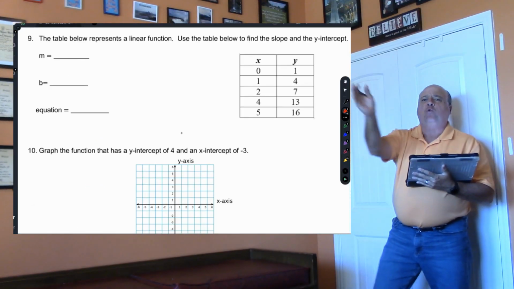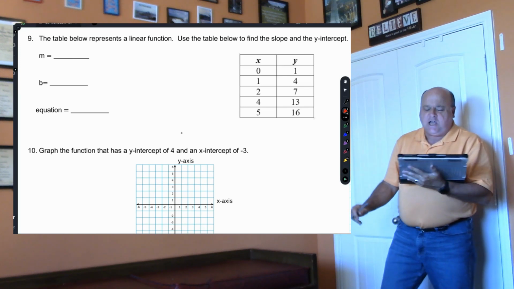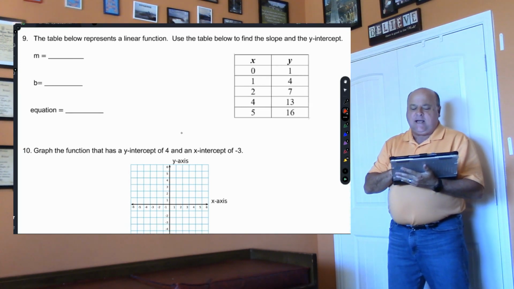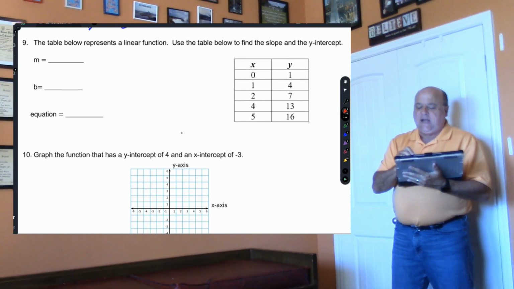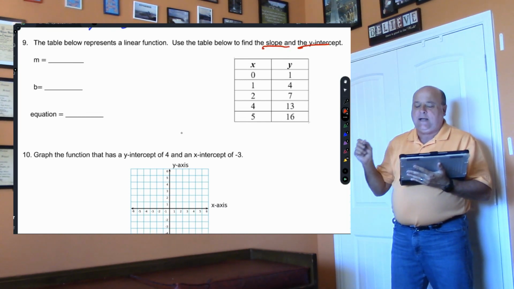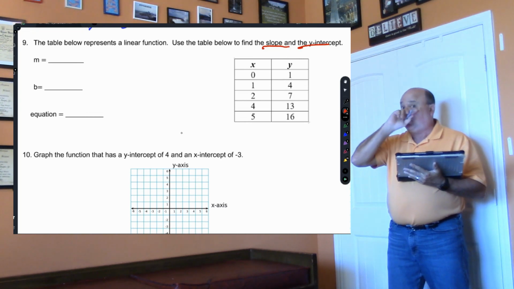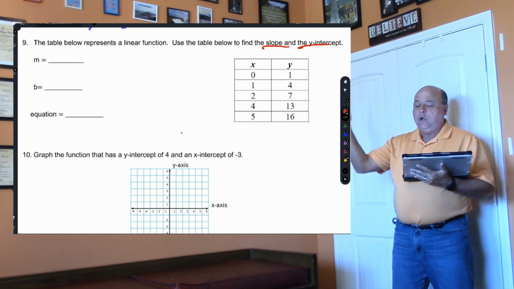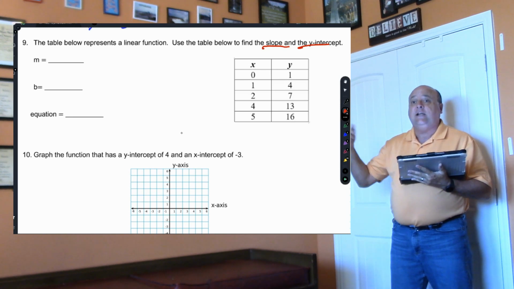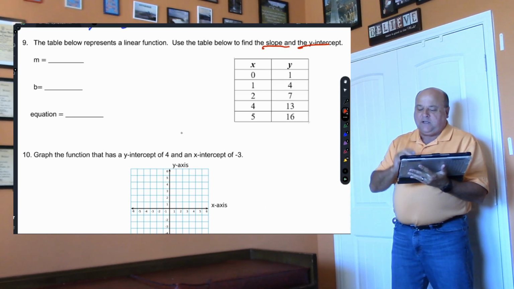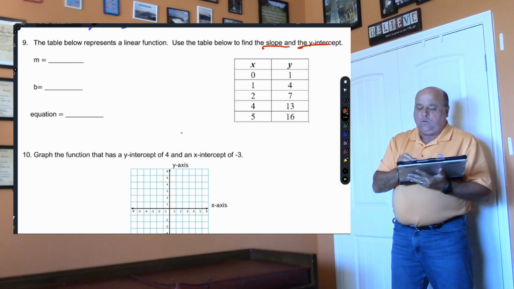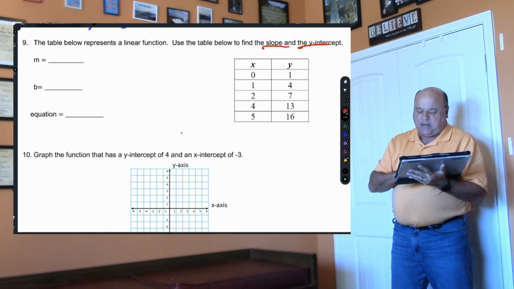Continuing on! Okay, let's go to problem number 9. The fun continues. On number 9, we have a table, and we need to find the slope and the y-intercept of this table. We're going to put it into the calculator, into a spreadsheet, and run a linear regression. So let's get going on this. My x's are 0, 1, 2, 4, and 5. Notice we're skipping the 3. So let's go to the calculator.